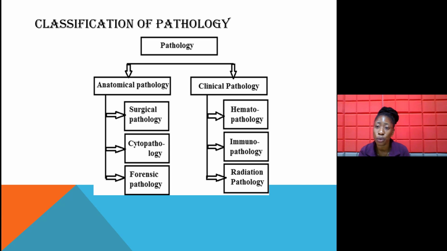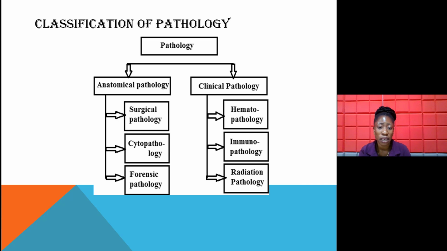So as for us not to be confused, that is why I decided to put this diagram. So pathology, you can see from the diagram that we have pathology as the heading. Now this pathology is divided into two. So don't get it confused. We have anatomical pathology and we have clinical. You can either say anatomic or anatomical, whichever one suits you. So we have anatomical pathology and clinical pathology.